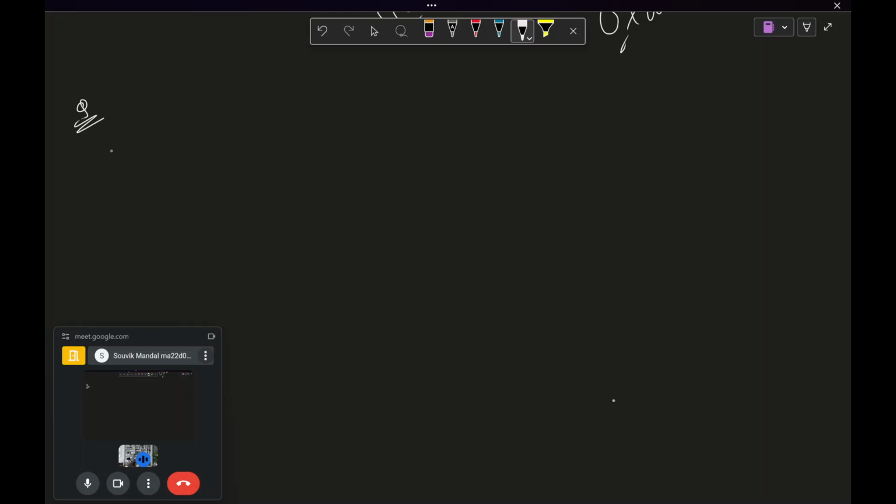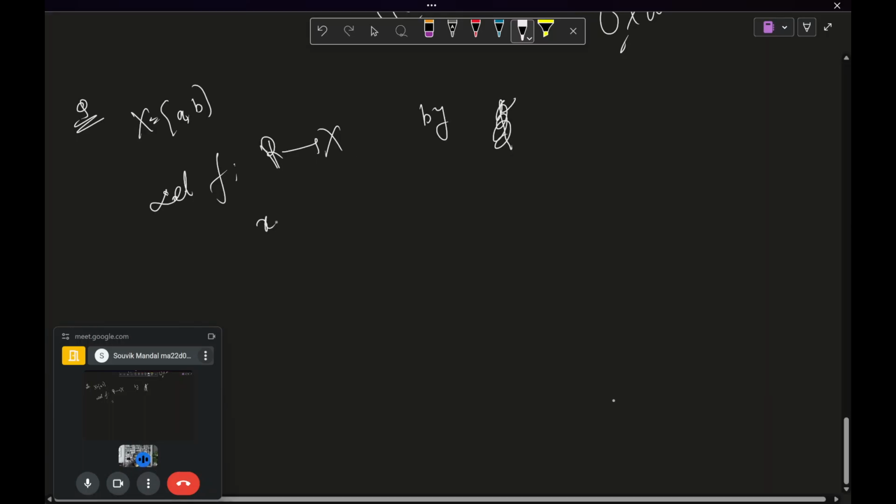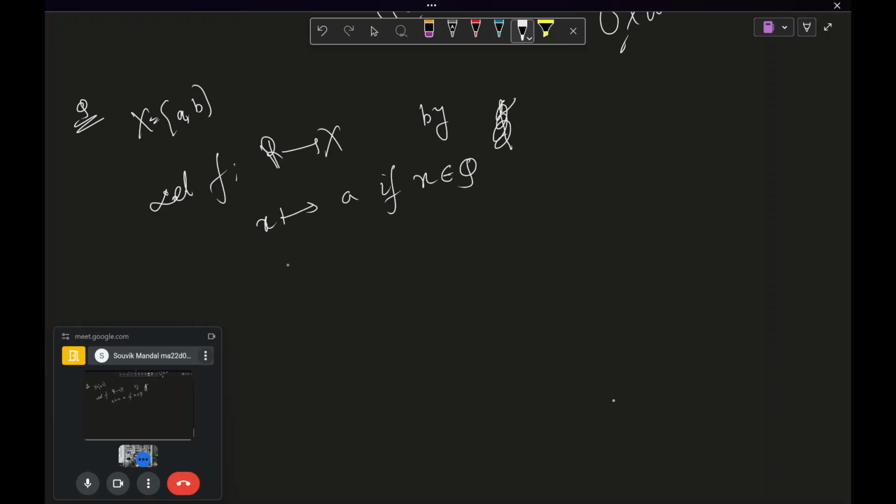So the question before, yeah. Let X be a given set having two elements, and let f be a map defined by x goes to x cubed, and if X is smaller.